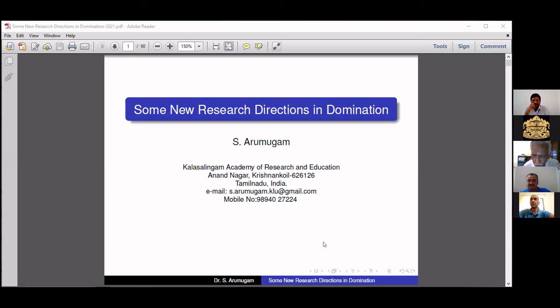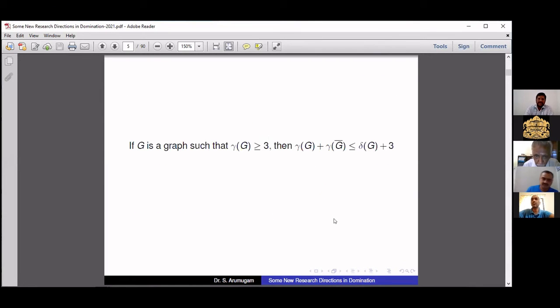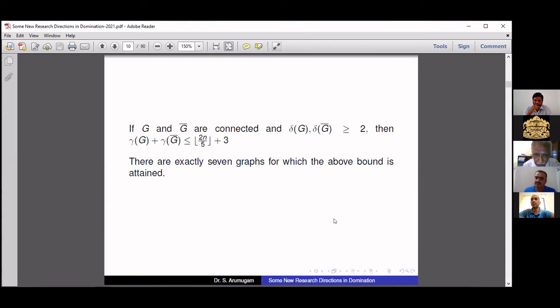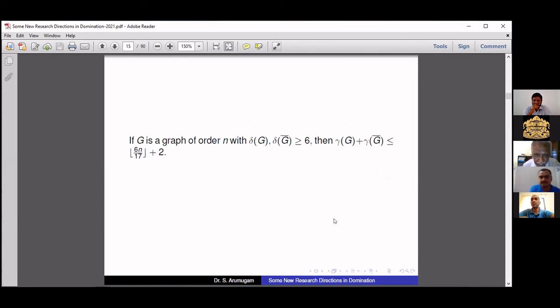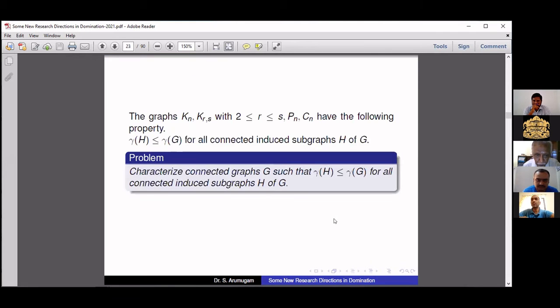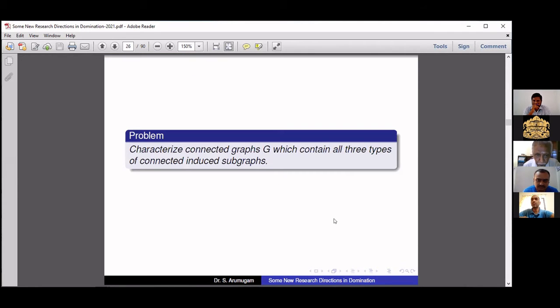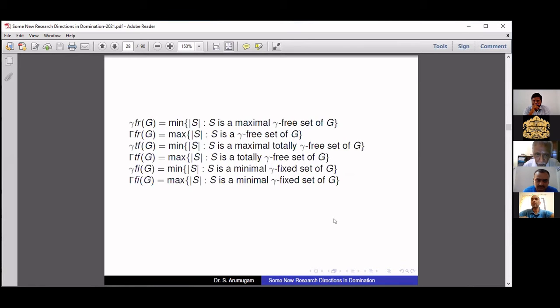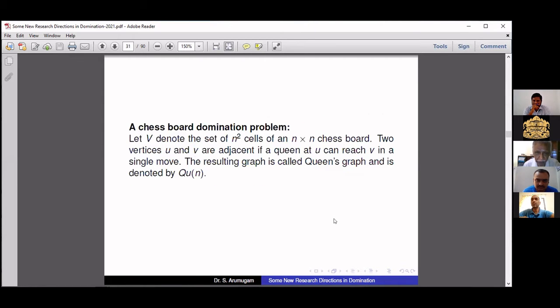And some new research directions in domination. No, that's fine. So now I will go to the continuation, the chessboard problem. There's a surprising unsolved problem which I have put in this slide. So I have the chessboard domination problem. I call the Queen's graph Q-U-N.